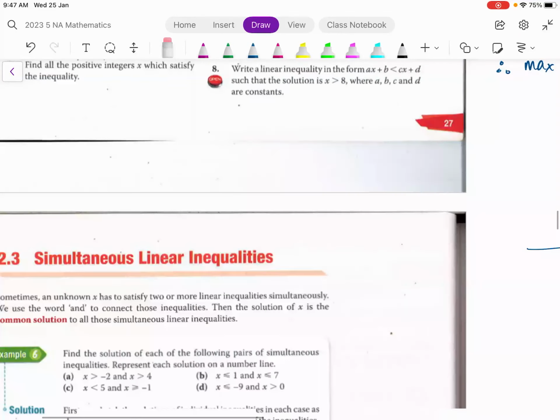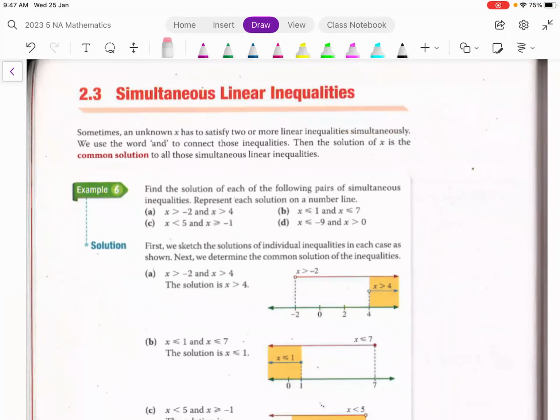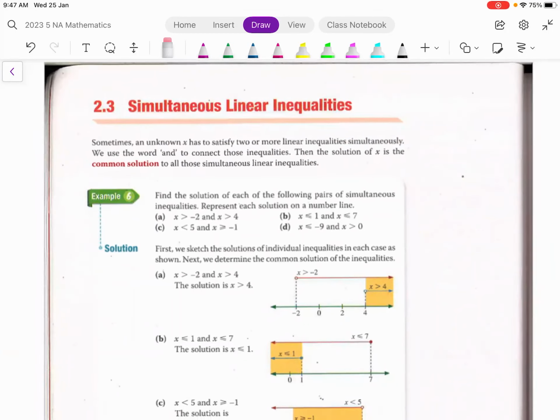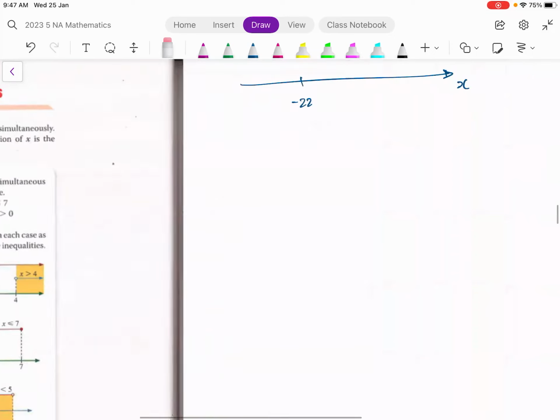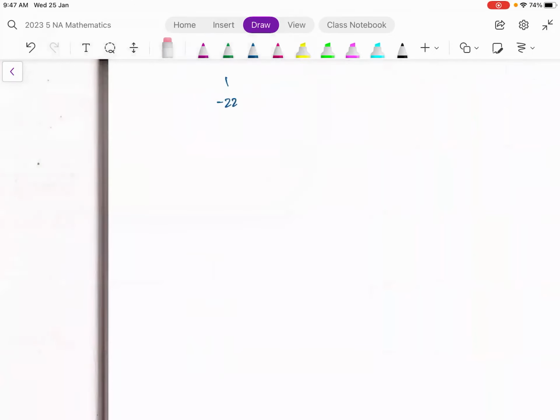Okay, so question 7 finished. Any questions? Session okay? Learn, understand already? Okay, then we move on to 2.3, simultaneous linear inequalities. Does the name scare you? Why? What does it remind you of? Simultaneous equation. Okay, so let's do a quick recap on our understanding of simultaneous equation.